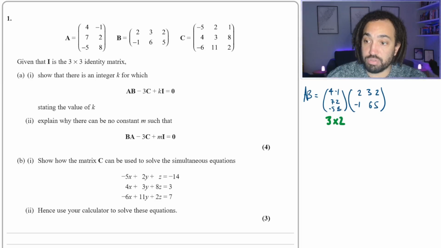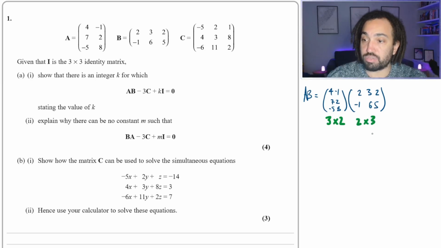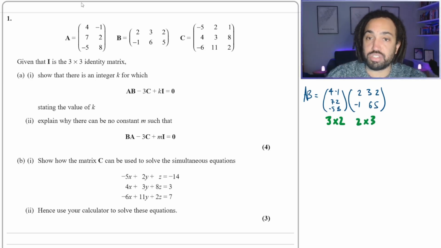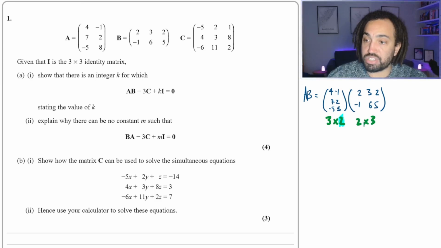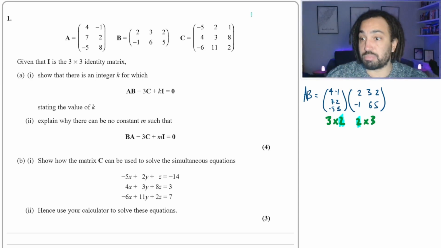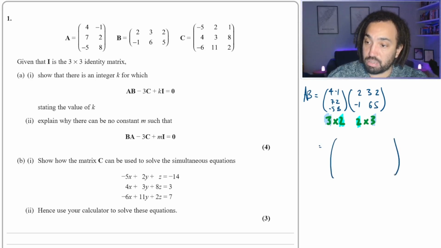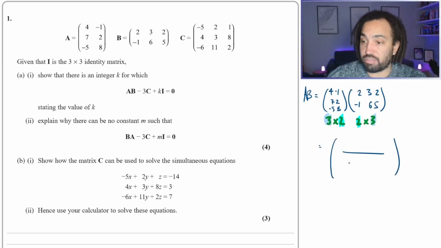because it has 3 rows and 2 columns, and the next one is 2 by 3, because it has 2 rows and 3 columns. As long as the two numbers next to each other are the same, you can multiply the matrices. The two numbers on the outside tell us what the output is, so it's going to be a 3 by 3 matrix with 9 elements. So I'll split it up like this.